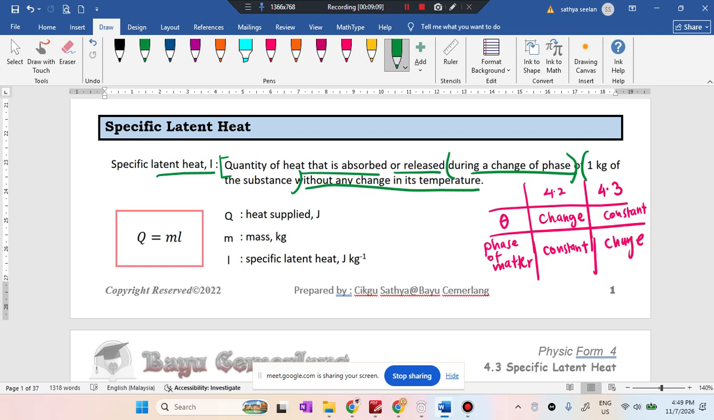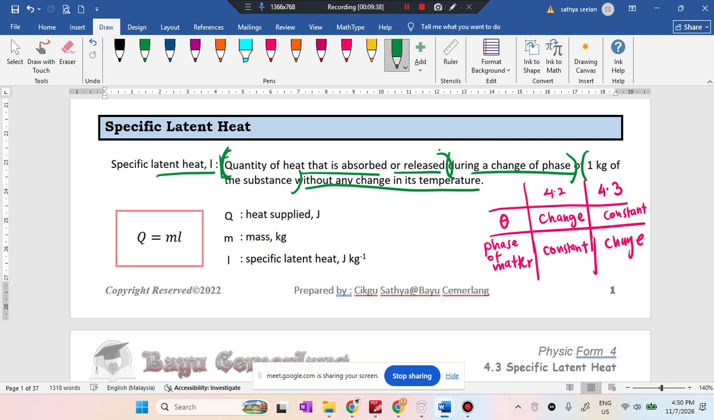So, definition dia panjang gila. Jadi, kamu kena break down into a few statements first. Okay, first statement, you kena cover apa? Quantity of heat absorbed or released. Selalu kalau you nak hafal definition, you jangan baca ayat yang panjang banyak kali tau. Yang tu tak akan efektif. You nak fahamkan satu statement yang panjang gila, you must make a partition, the long sentence, into a few partitions.